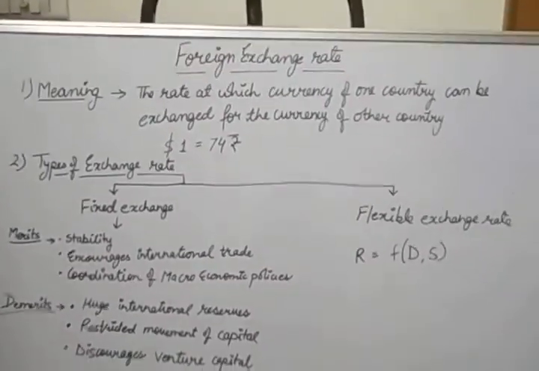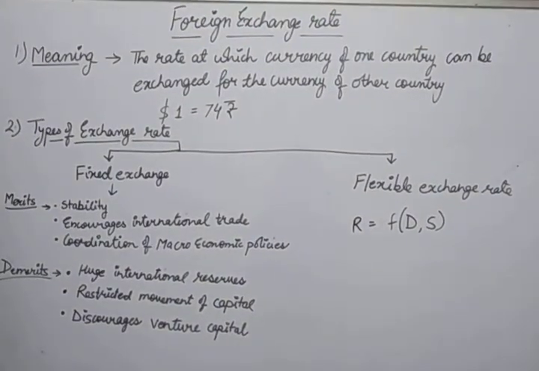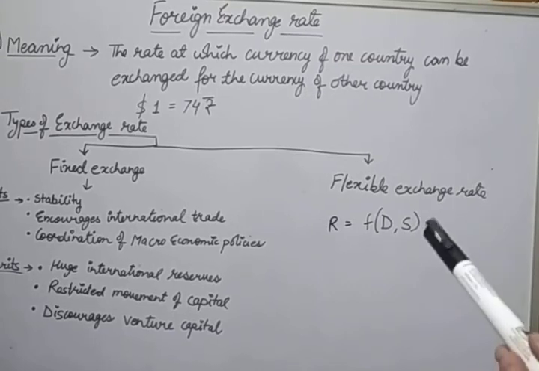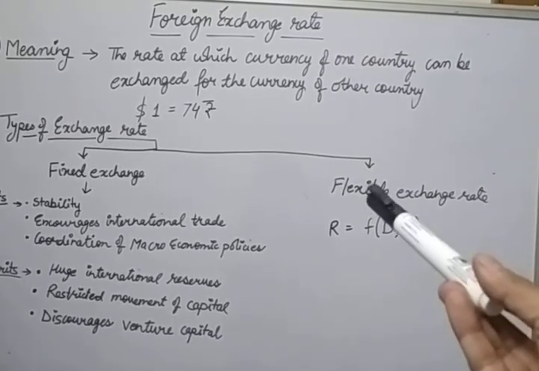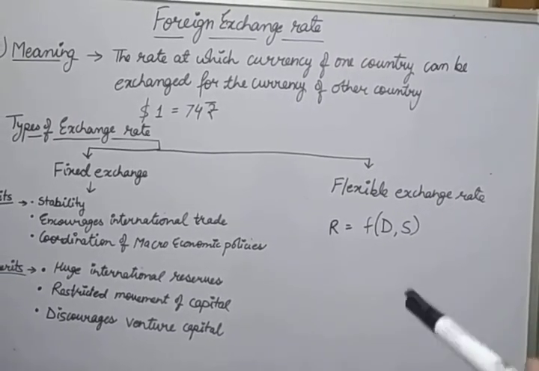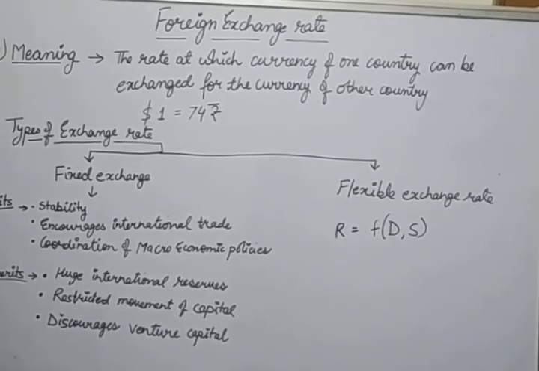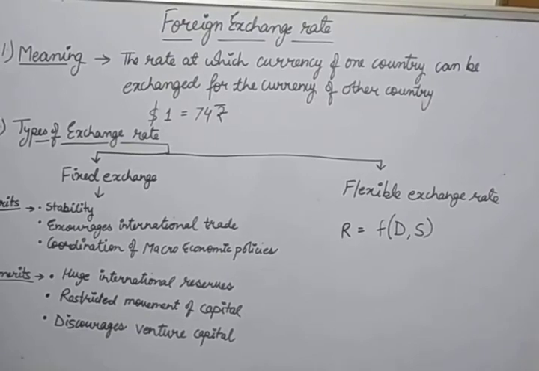So this is the meaning of foreign exchange rate and the types of exchange rate system we have discussed. Tomorrow we will discuss how the exchange rate is fixed. First of all, we will understand the individual demand curve of foreign exchange. Then we will discuss the supply curve. After that we will discuss how the exchange rate is determined in the international market.